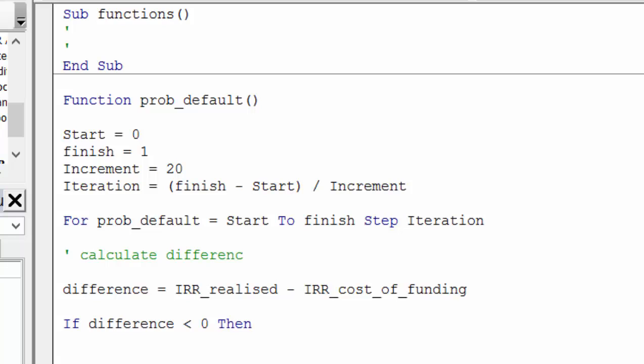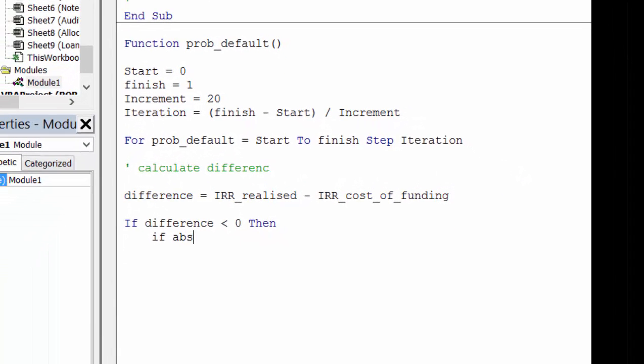And the first thing we can do is put another if test. If the, how about absolute value of the difference is less than some really small number, that's kind of like the thing we just saw, then I think we just need to exit the function, because we're computing the probability of default as we go along. Okay, and then we put end if.